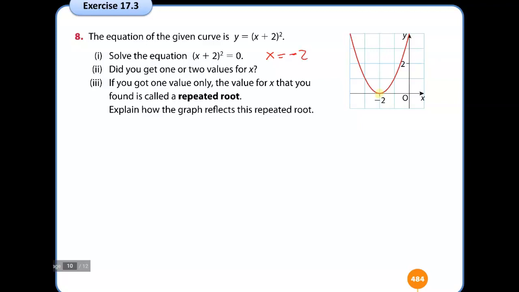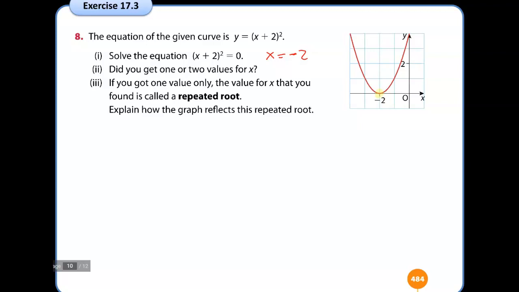Did you get one or two values for x? We got one. In a sense, we've got a repeated root. It's the technical name for it, but the reality is it's just one. If you got one value only, the value of x that you found is called a repeated root. Explain how the graph reflects this repeated root.